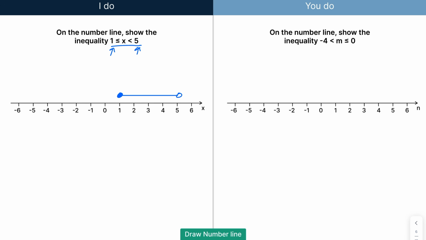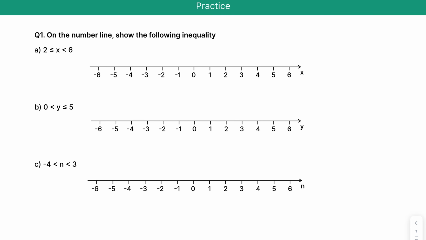So hopefully you've pressed pause and had a go at the example on the right. You're going to put a circle there and a circle there. So that's at -4 and 0. You're going to connect that together. Now you're going to decide, do I need to fill any of these in? Well, yes, this one needs to be filled in because it's less than or equal to, so you just fill that one in. So here's some practice questions. Press pause and have a go. Here are the answers. Mark your work.